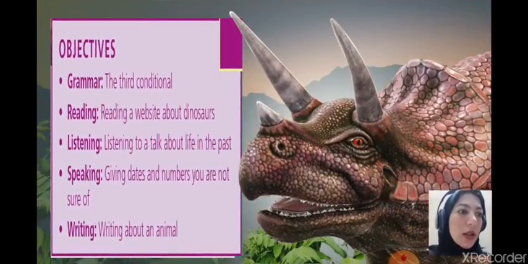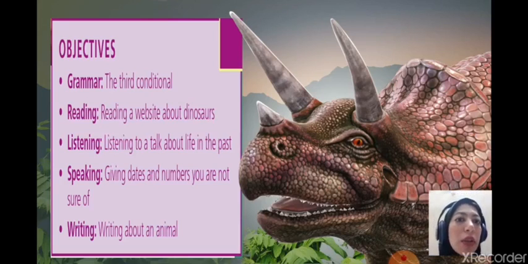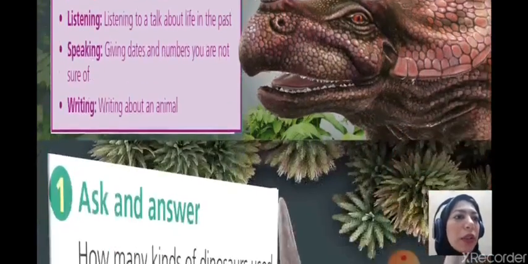Okay, for this lesson's objectives, let's see what we are going to do with this unit. For grammar, we're gonna study the third conditional. For reading, we're gonna read a website about dinosaurs. For listening, we're gonna listen to a talk about life in the past. For speaking, we're gonna give dates and numbers you're not sure of. For writing, we're gonna write about an animal. Amazing. We're gonna learn new things.